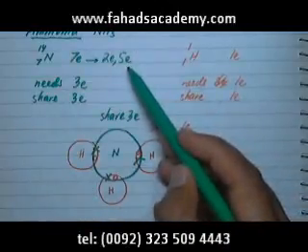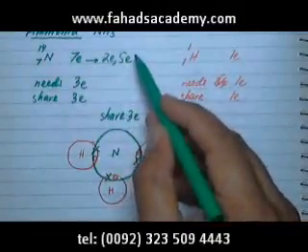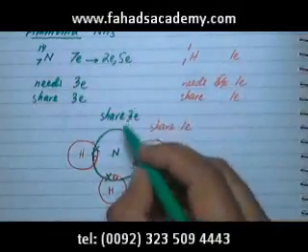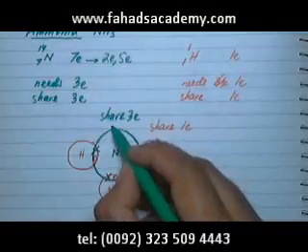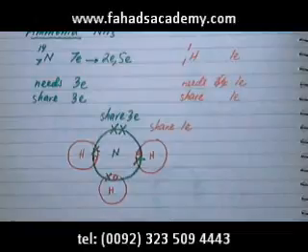Nitrogen had a total of five electrons in its outer shell, and out of those five electrons, it has shared three electrons, which basically means that there are two electrons which are still remaining, and those two electrons will be drawn, which are not taking part in the sharing.